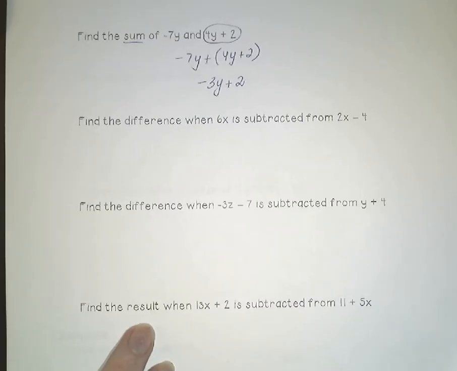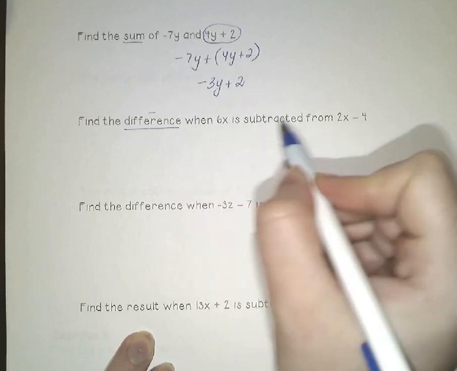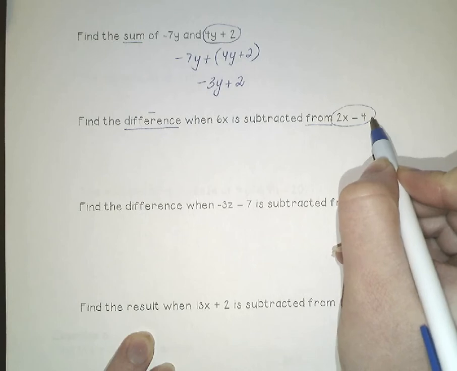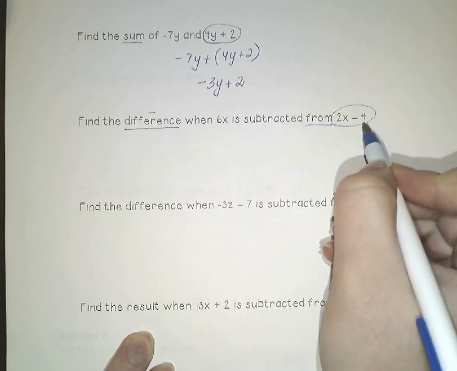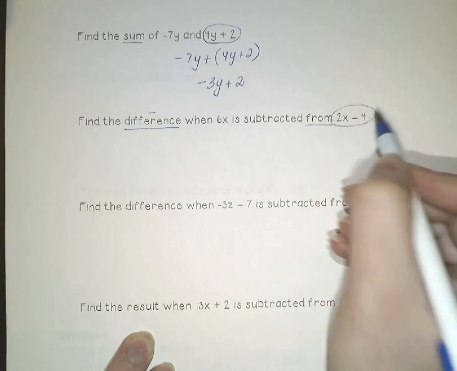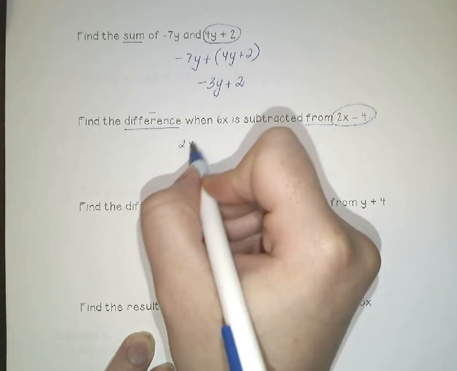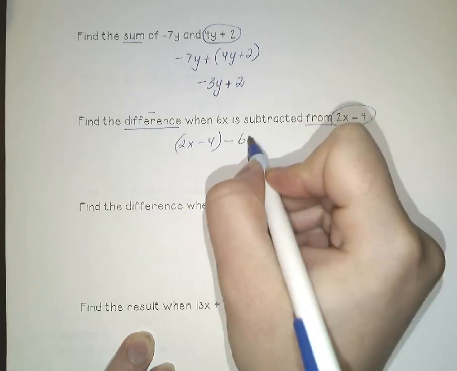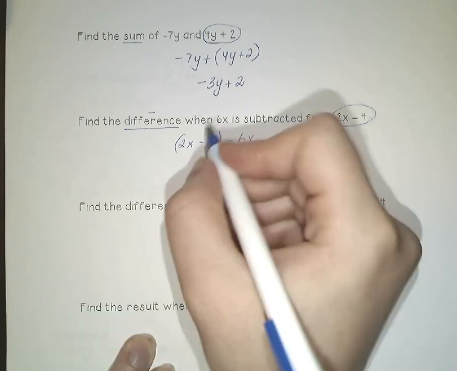Okay, now find the difference. Difference means subtraction, right? When 6x is subtracted from this problem. Okay, so 6x is taken away from this. Since it's taken away from this, this difference will have to come first. So 2x minus 4, and we are taking 6x away from it. Okay, now since I have two subtraction problems, I need to make sure I change them into addition of the opposite.